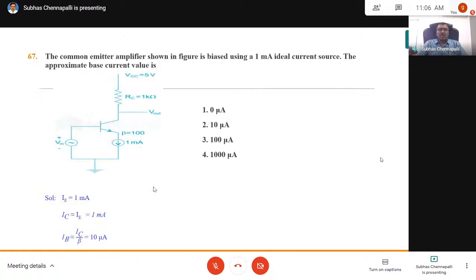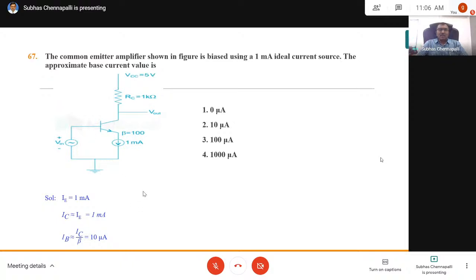This is again one problem. One minute, please. The common emitter amplifier shown in figure is biased using 1 milliampere current in the emitter. The approximate base current value is, what is this base current is asked.